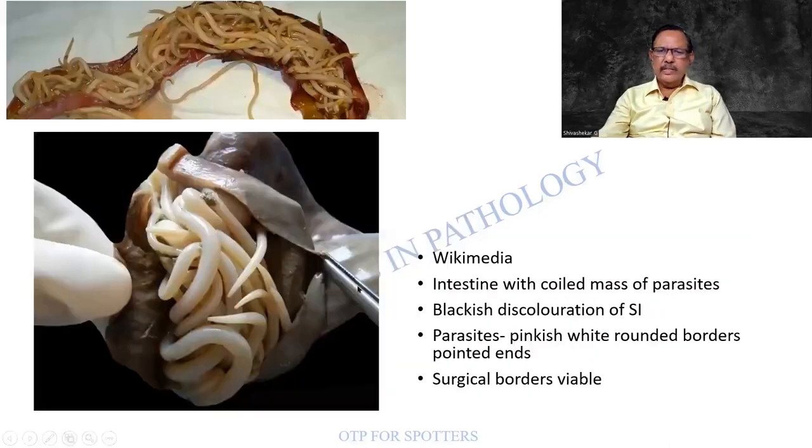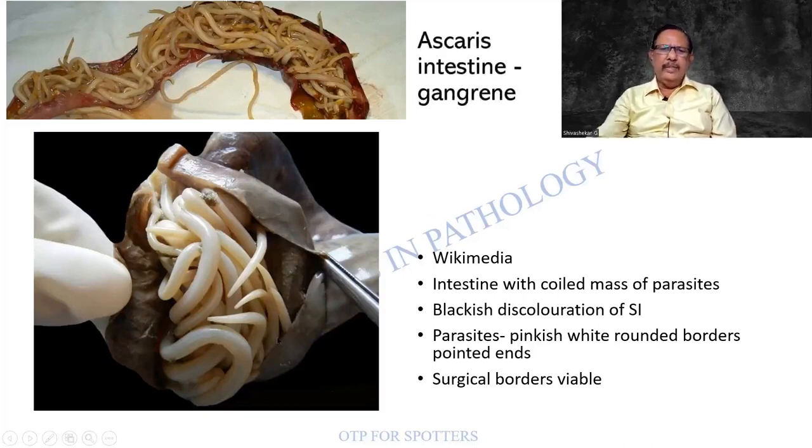This is yet another specimen. We have got it in our institute. You may be having something similar. Classical thing is the blackish discoloration of the intestine, and it contains a bag of worms which are pinkish white, and they have got tapering ends and rounded contour. So this is the contour of the ascaris. So this will lead to an obstruction and there can be a gangrene. That is what has happened. It is a case of ascaris intestine with gangrene.